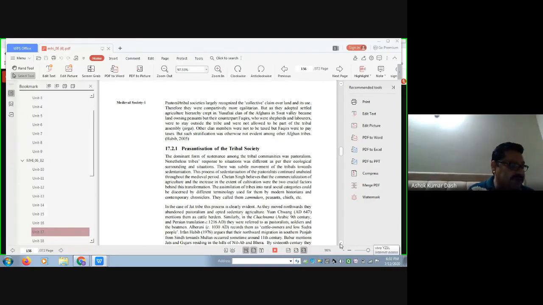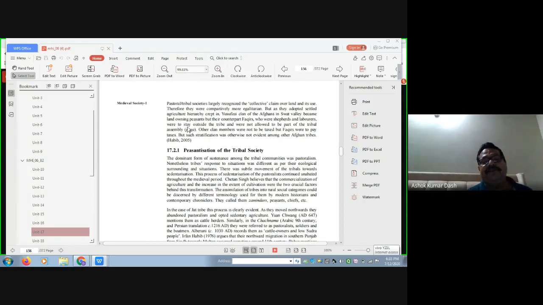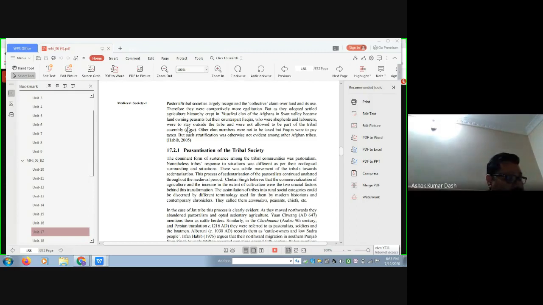That is the process where we see in the medieval period, the different tribal populations were gradually moving from pastoralism to sedentary occupation. And that is the process which is called pigmentation of tribal society. When we are talking about sedentary occupation, sedentarization, it means sedentary occupation involving agriculture. That is what we see: tribals were converting themselves from a pastoral people to a people having agriculture as their main occupation.